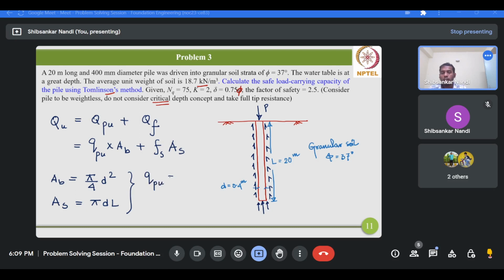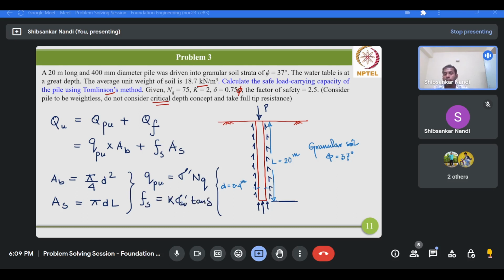Now, how can you calculate this QPU? This QPU will be sigma prime multiplied by NQ. Okay. Now, what is sigma prime? Sigma prime is the effective overburden pressure, vertical effective overburden pressure at this level, at the tip level, or at the base level of the pile. And what is FS? So FS is nothing but K sigma average times tan delta.